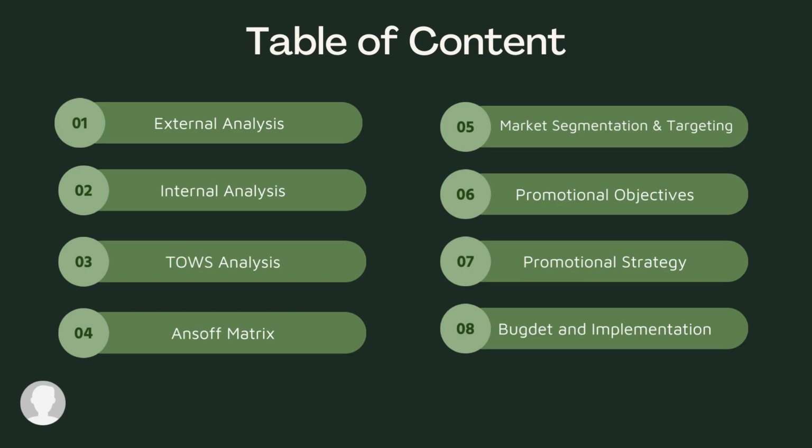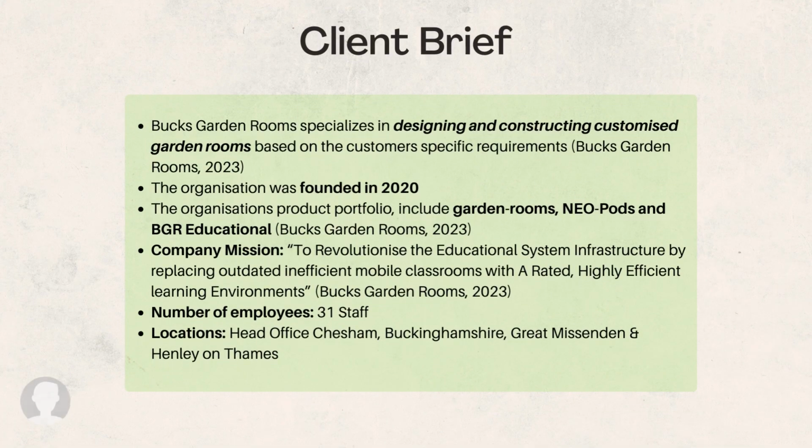Next, we will present a recommended strategy for the organization to build awareness in the market sector. This analysis will be followed by a detailed overview of the key customer segments and the chosen target demographic, along with an explanation of the rationale behind these choices. Once that step is completed, we will delve into the key promotional objectives that have been set and present the recommended promotional strategy for the organization. Finally, we will conclude the presentation with an overview of the budget, key metrics, and address any potential implementation issues that may arise. Here is a quick overview of the client and key information about the organization.